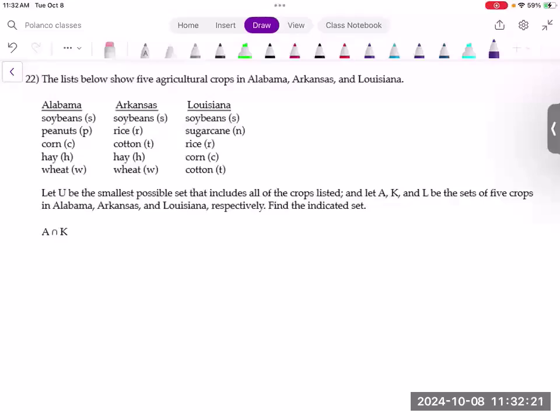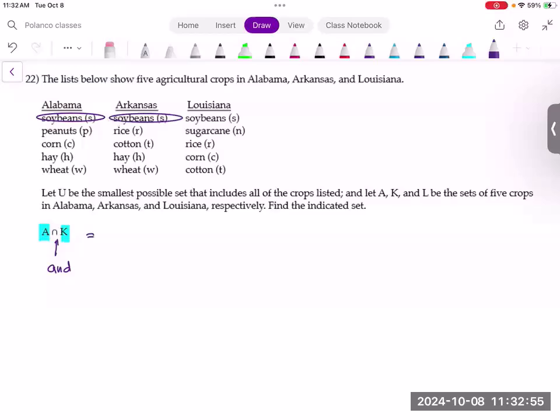Okay, so here they are looking for the intersection between Alabama crops and Arkansas crops, right? So what does intersection mean here? Intersection means and, right? And it has to be both of them at the same time. You have to see it here and there. So what crop can repeat here? Is it soybean repeating? Yes, right?